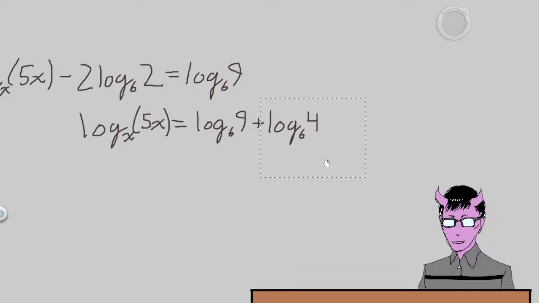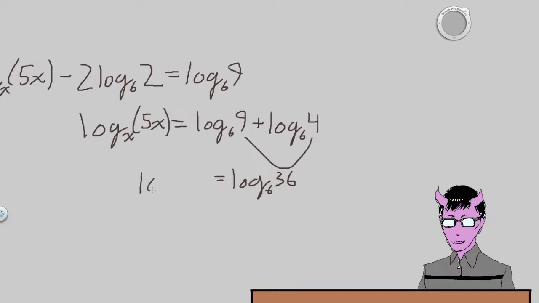Now that we have that, we can finally combine the right-hand terms. This one is combinable with this one because of the same base in the presence of an addition. So just multiply the 2 arguments. So 9 times 4 is 36. Alright, this side's just copy-pasted.